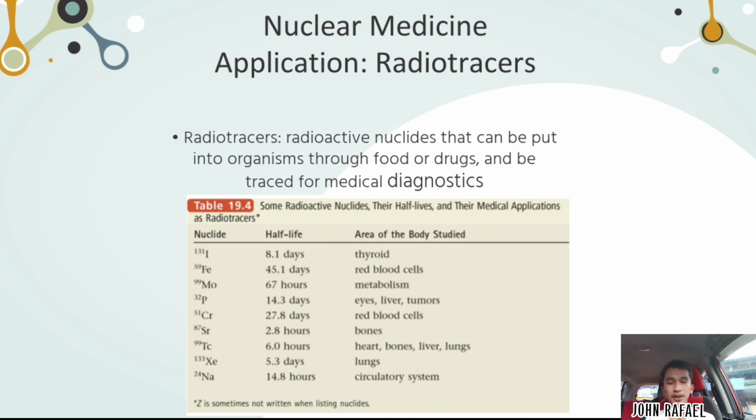Next is strontium 87, which has 2.8 hours of half-life, and the area studied is bones. Next is technetium 99, which has 6.0 hours of half-life, and the areas studied are heart, bones, liver, and lungs. Next is xenon 133, which has 5.3 days of half-life, and the area studied is lungs. Next is sodium 24, which has 14.8 hours of half-life, and the area studied is the circulatory system. Z is sometimes not written when listing nuclides.